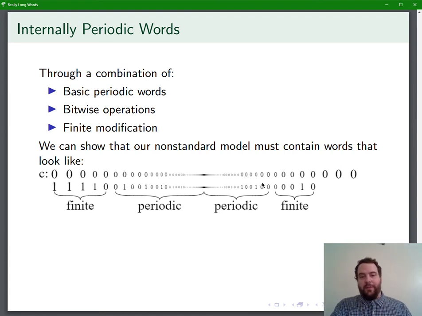And then finally, there's some finite random sequence of zeros and ones, and this thing can be shorter than C, it can be longer than C, but it's going to look something like that. And in fact, this is it, right? So these words have to be part of the model, again, because we can produce these basic periodic words of every length, and so they have to be in the model. And because we can do finite modification, the finite modification versions of each of these have to be in the model. But it turns out that that's actually all you need.